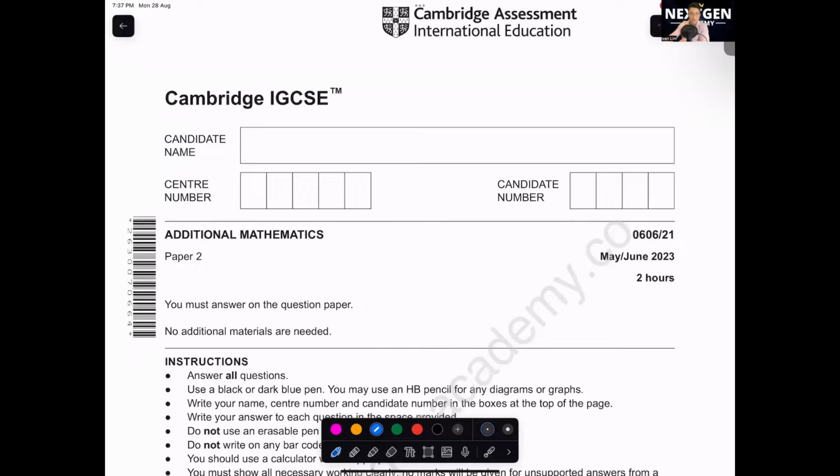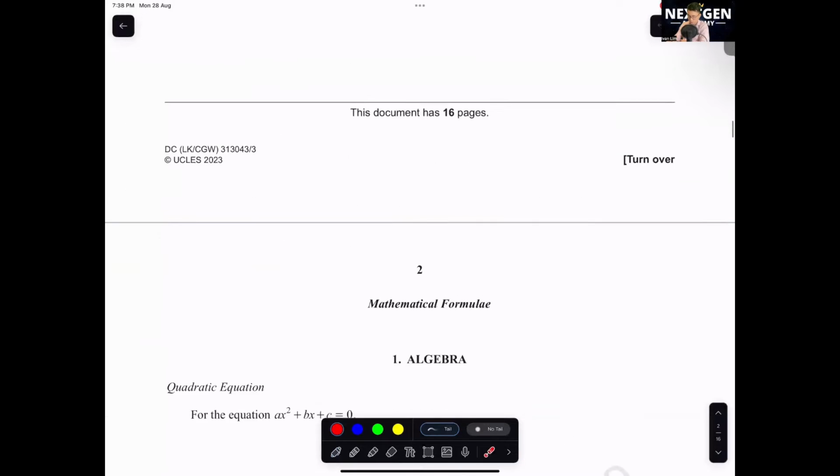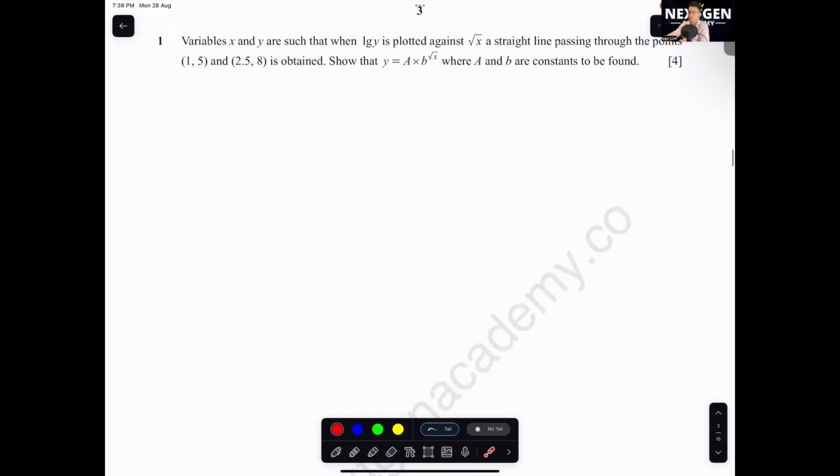All right. Okay, we are going to go through this paper, which is May-June 2023, paper 2-1. This is a 2 hours paper. This is variant one for your paper 2. You go read the instructions by yourself. We'll go straight into the first question.